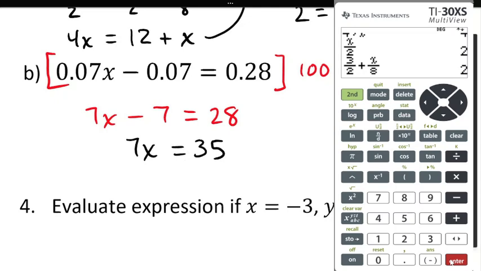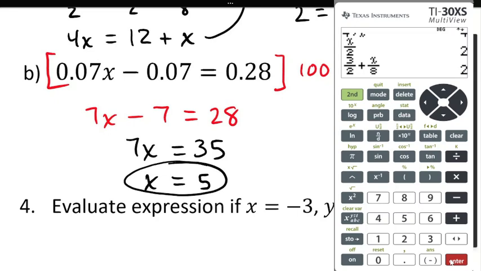Adding 7 to each side, sorry about that. Adding 7 to each side produces this. And then finally, I'm going to divide both sides by 7. When I take that left-hand side and divide it by 7, I get x, right? This side is just going to become x when I divide it by 7. And the other side is going to become the number 5. So x is 5 is my solution.